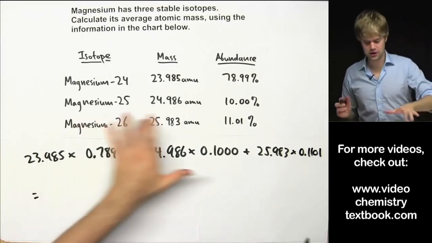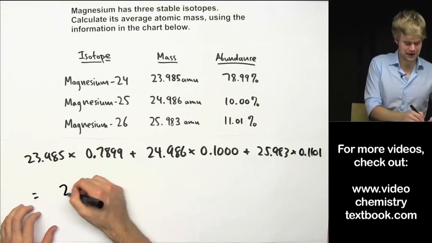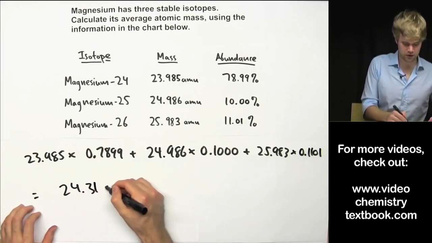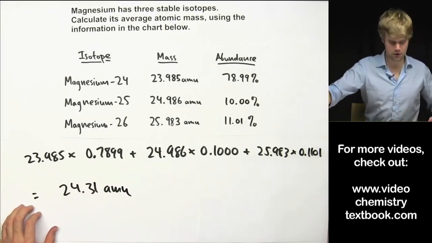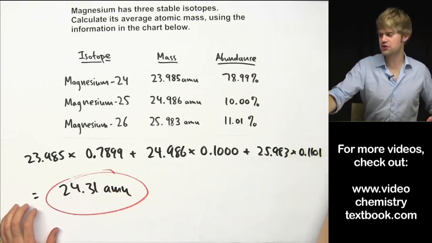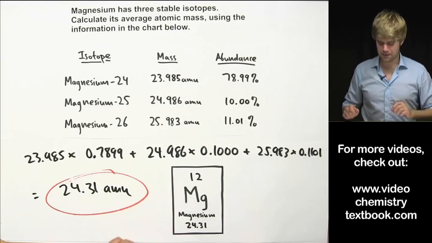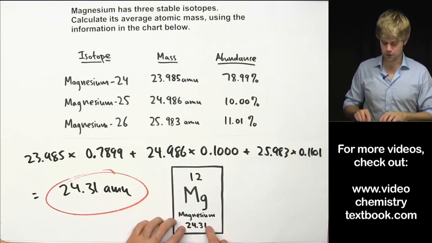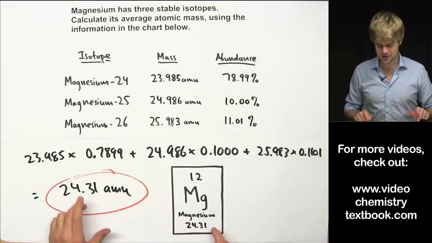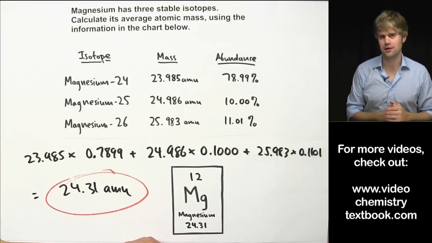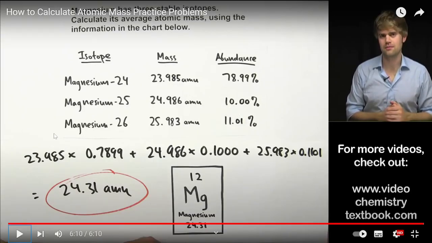So we're going to do this math, and we're going to end up with 24.31 AMU as the average atomic mass, and you can check yourself by looking it up on the periodic table, and you find that the reported atomic mass is the same as what we calculated here. So do you like that? Is that pretty straightforward? All right.